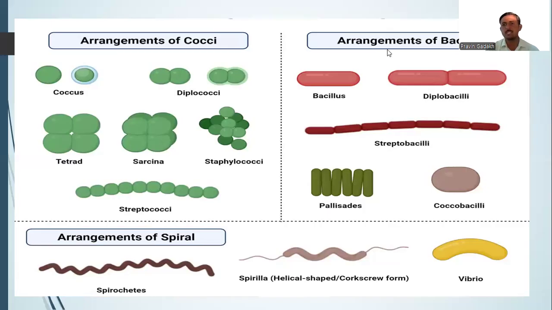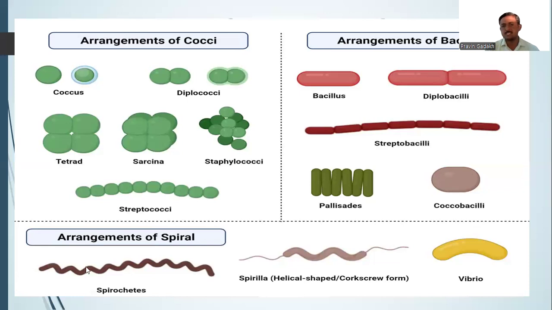When we discuss the arrangement of bacillus shape, a single bacterial cell or rod shape bacteria, we can say it is the bacillus. When they are found in a group of two cells, we can say it is the diplobacilli. And if we find the bacteria in chains, we call it streptobacilli. This is the palisade type of arrangement of bacterial cells, and this is the cocobacilli.